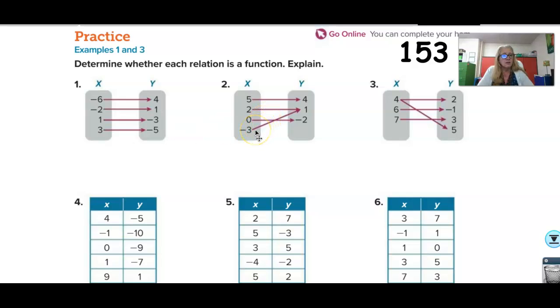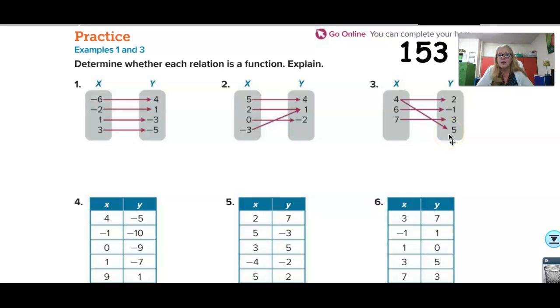Number two is also a function. Yes, I know that -3 and 2 both map to 1, but that's okay. -3 only maps to 1, and 2 only maps to 1. So that's a function too. Number 3 is not a function because 4 maps to 2, and then it also maps to 5.